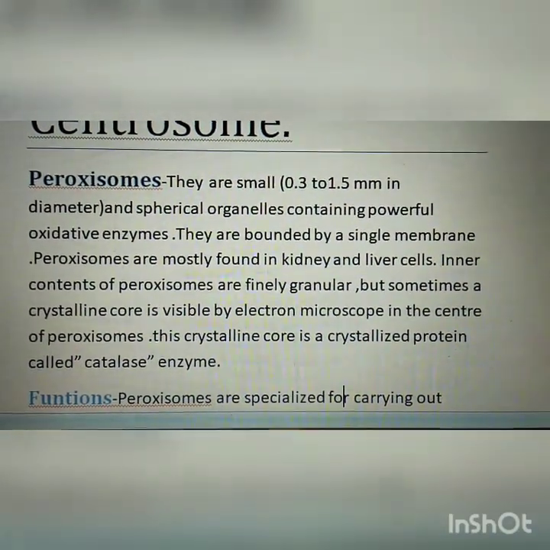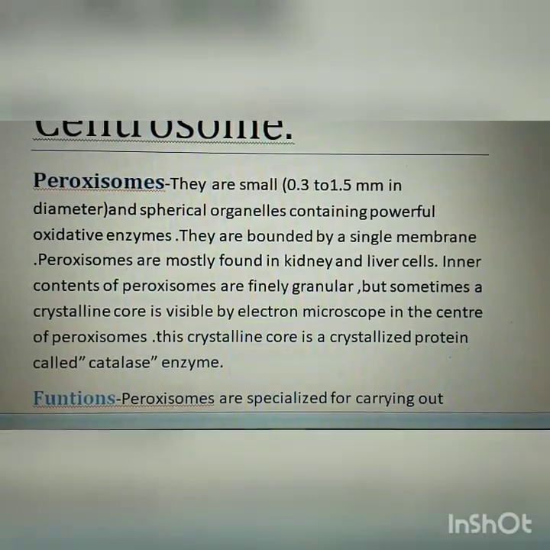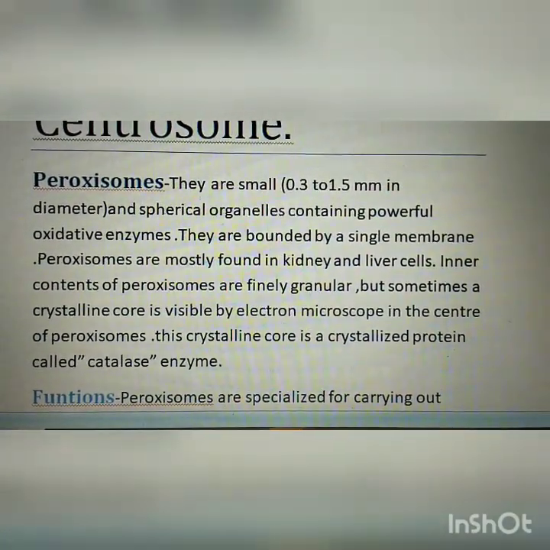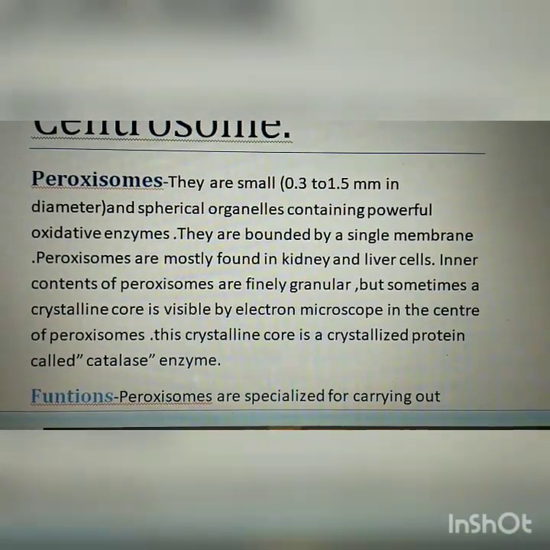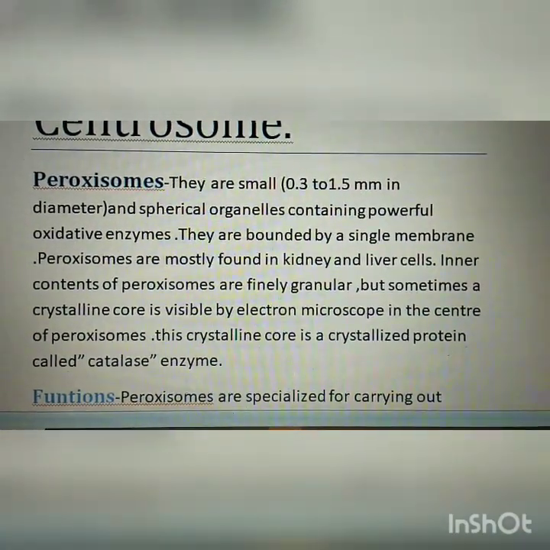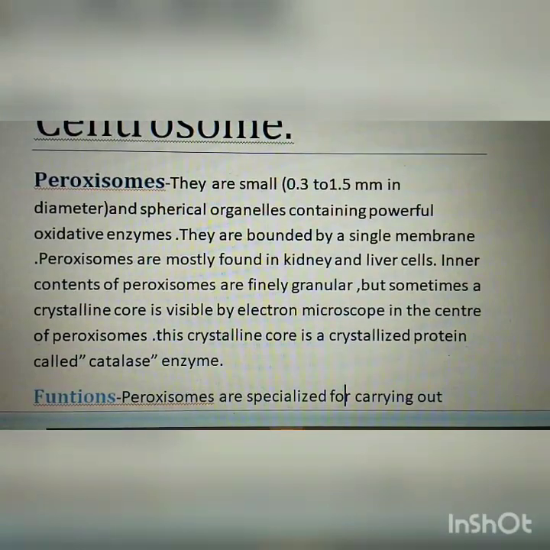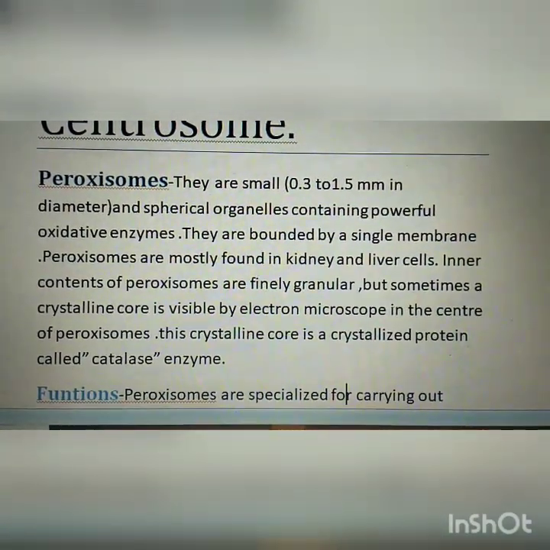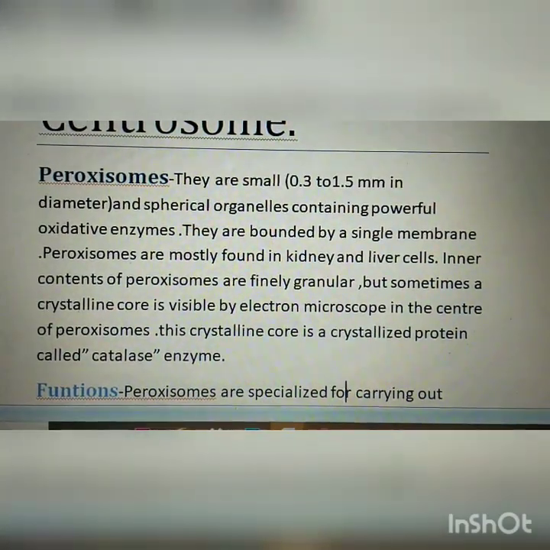The inner contents of the peroxisomes are finely granular, but sometimes a crystalline core is visible by electron microscope in the center of the peroxisomes. This crystalline core is a crystallized protein called the catalase enzyme.